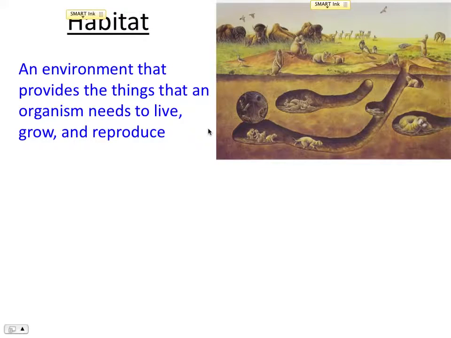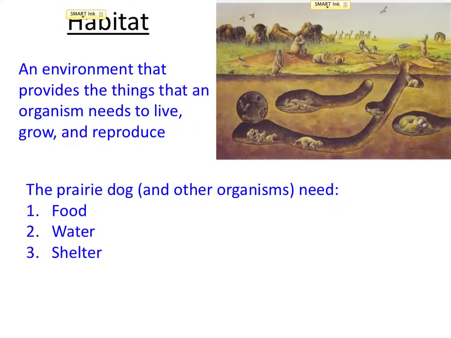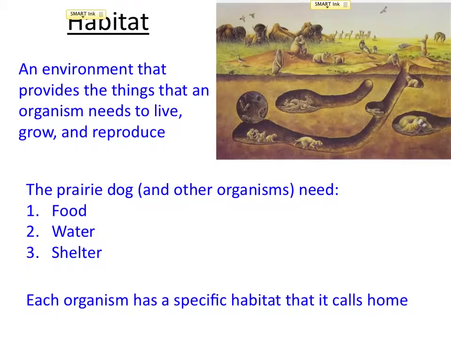And so the prairie dog and other organisms, in order to live, they need, at the very basic level, food, water, and shelter. And so the habitat is going to provide those things for it. And another important idea is that each organism has a specific habitat that it calls home. So what is one organism's habitat may not be the habitat of the other organism.